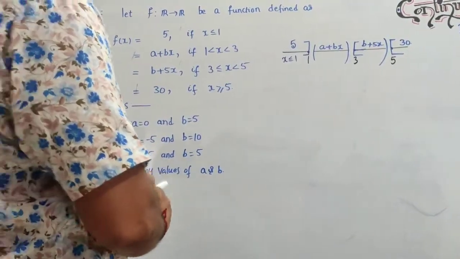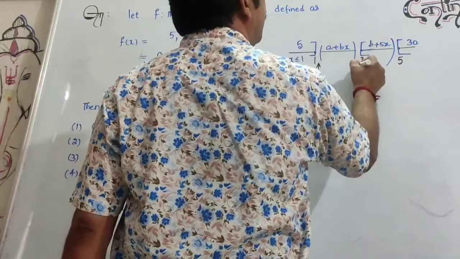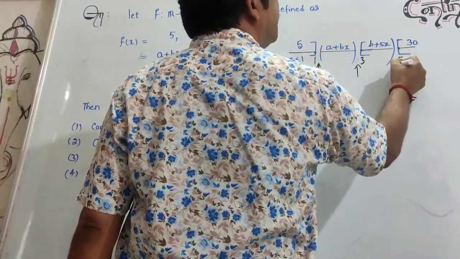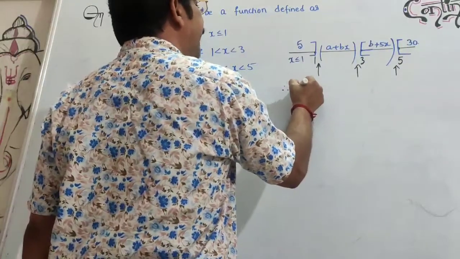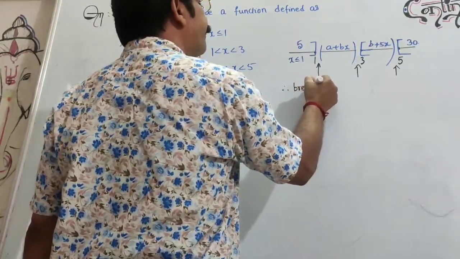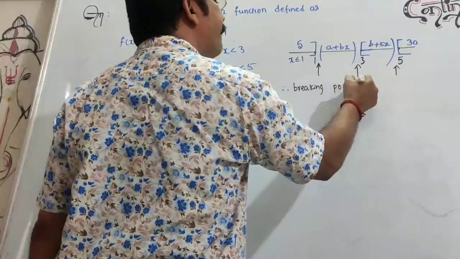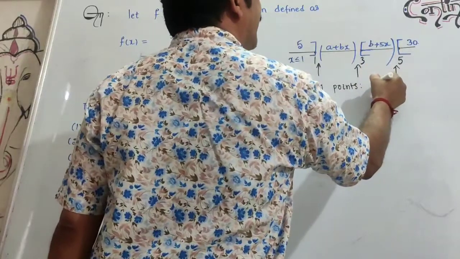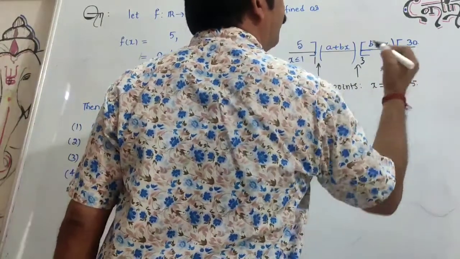Okay. So therefore, this is the breaking point, this is the breaking point, this is the breaking point. So the breaking points are x equal to 1, 3, 5.